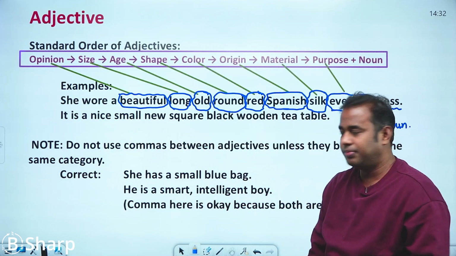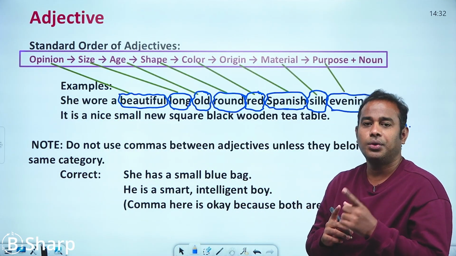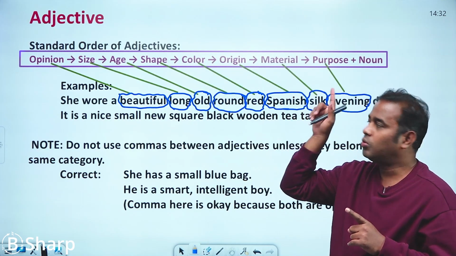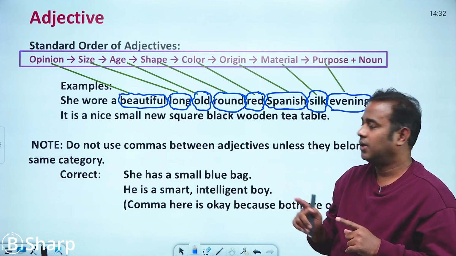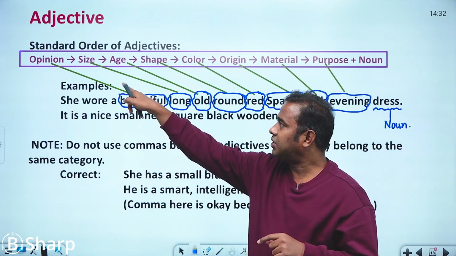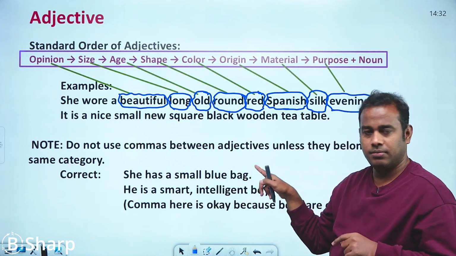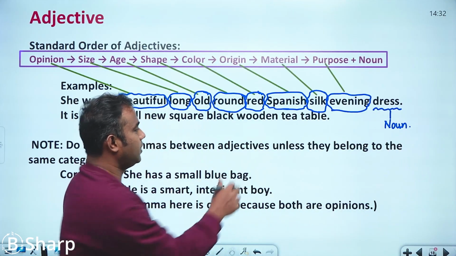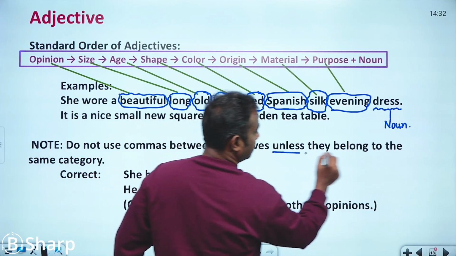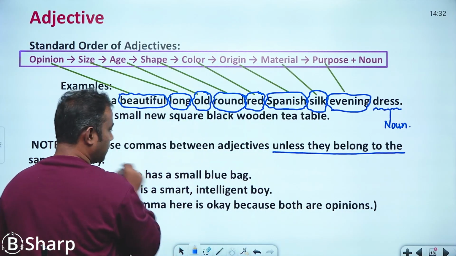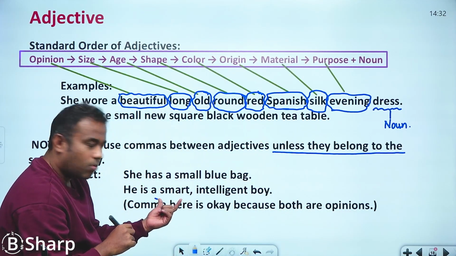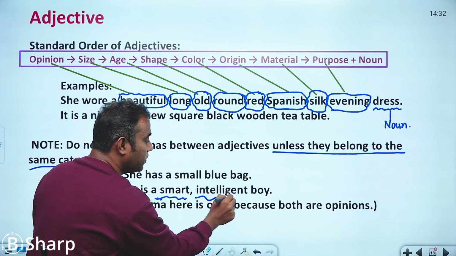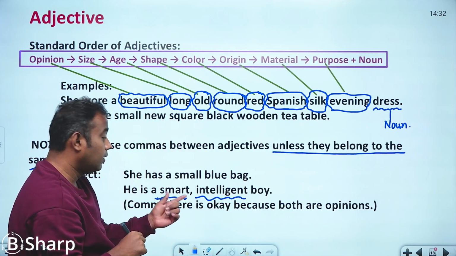One more main point here is do not use commas when you are using a number of adjectives, unless they belong to the same category. Look here, he is a smart, intelligent boy. Smart and intelligent convey the same meaning, so then you can use a comma.